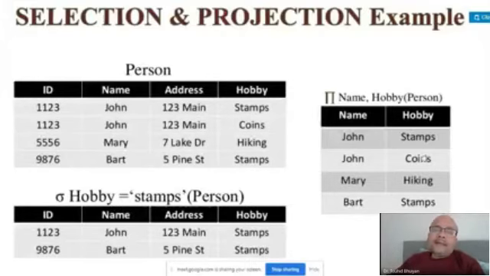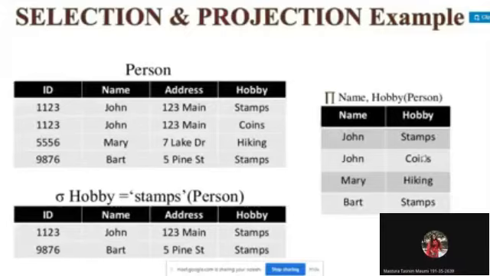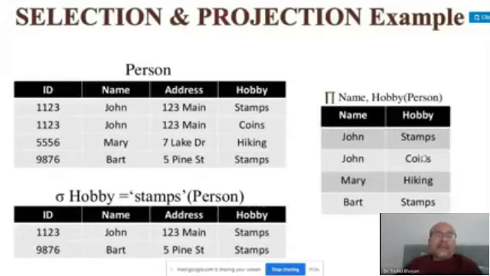So if I need two columns, I will write the names of those two columns after the project symbol. If I need one column, I will write only that column name. So if I write project name within the brackets person, which means there is a table called person and I need only the names, it will show me the name column only. That's the task of project. Now, is it clear? Yes, sir. Thank you. Okay, let's move to the next one.